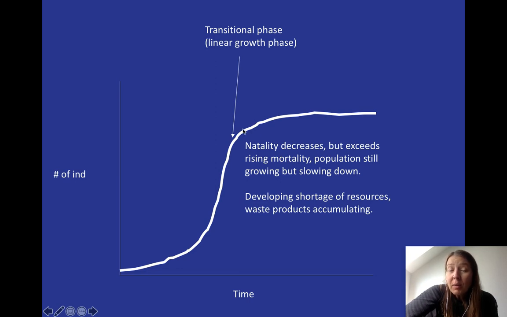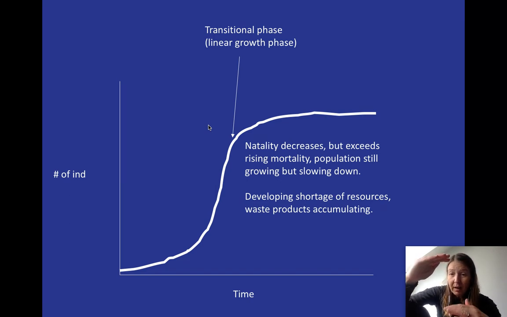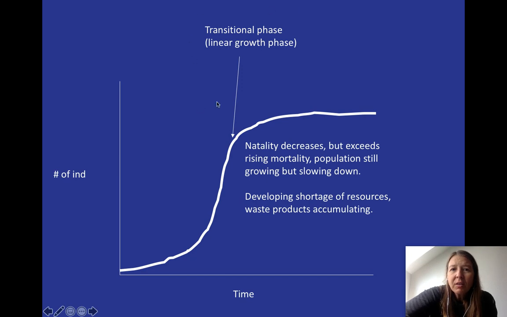But it's slowing down because of the big differences, the big high and low. Before, in the exponential growth phase, natality was really high and mortality was really low, so there was a big difference between the two. So you had a really high, fast growth rate. Now natality is still higher than mortality, but they're a little bit closer together. So the population is still growing, but not as quickly as during exponential. This is called the linear growth phase or transitional phase.